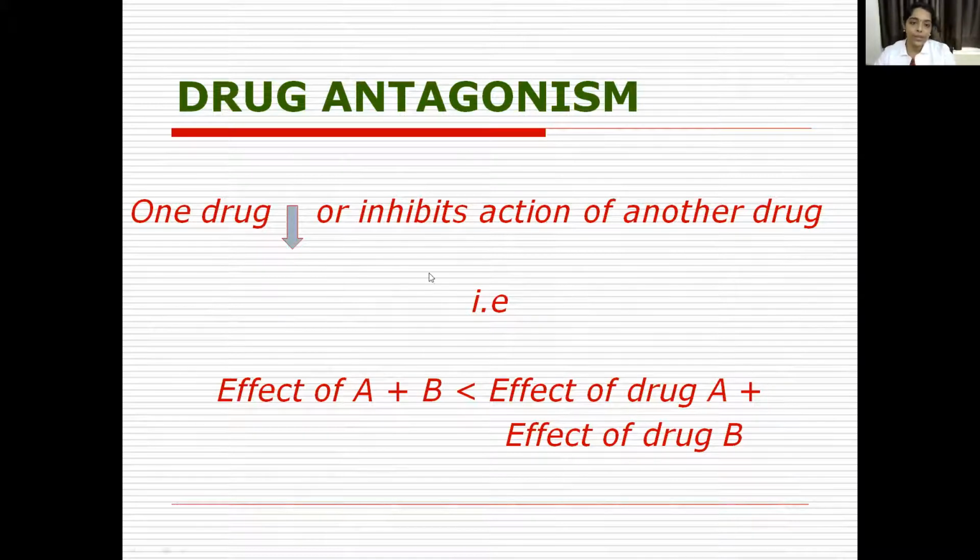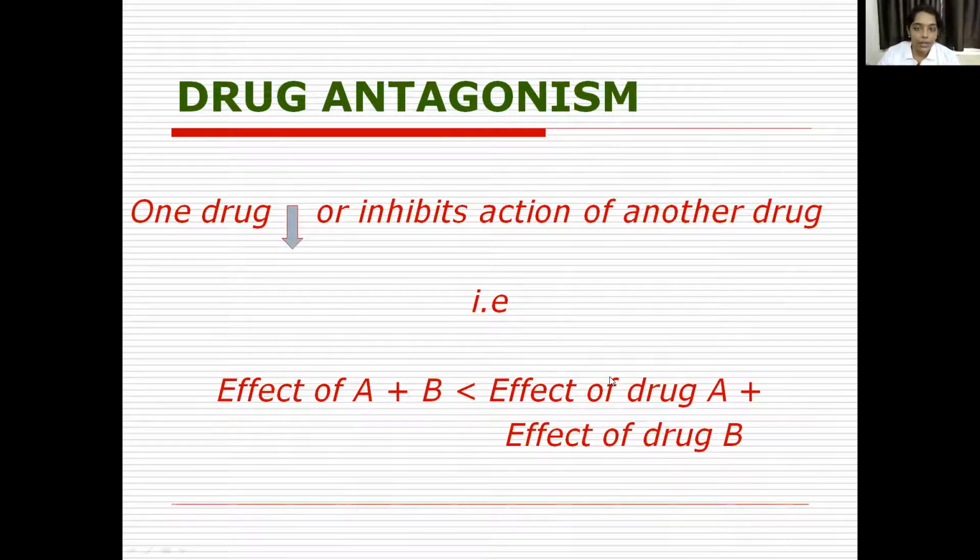So here, drug antagonism. When one drug decreases or inhibits the action of another drug, it is called drug antagonism. See, the combined effect of 2 drugs will be less than the sum of the effects of individual drugs. Effect of A plus B, say atropine plus acetylcholine, will be less than the sum of individual effects, effect of acetylcholine plus effect of atropine. So you can define antagonism as when one drug decreases or inhibits the action of another drug.